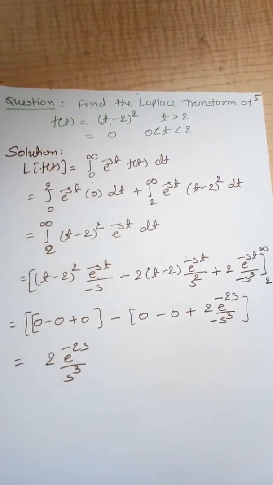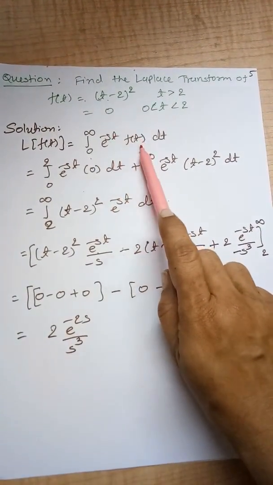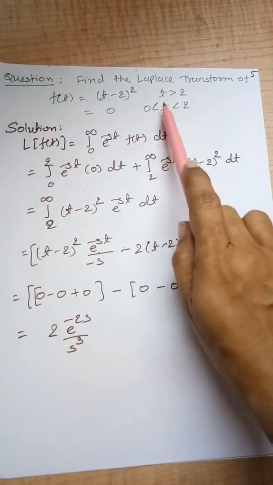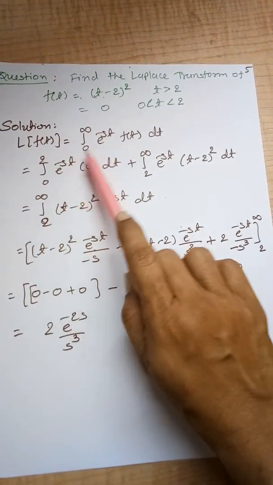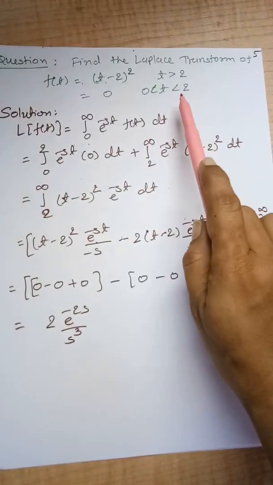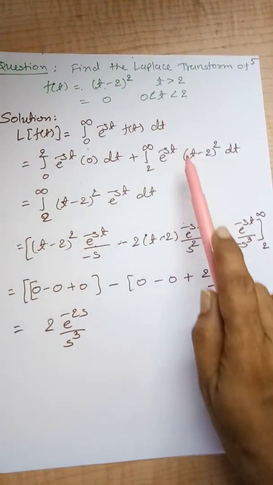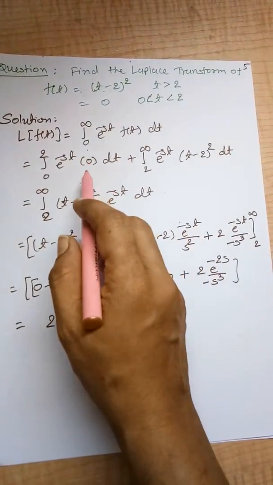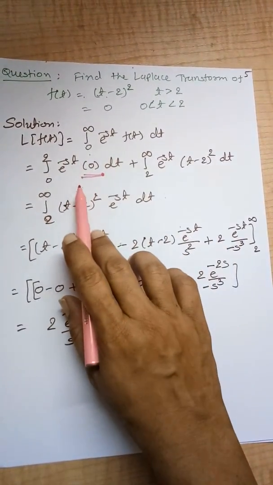Students, again we apply the same formula. Laplace of f of t is the integral from 0 to infinity of e raised to minus st f of t dt. Here our function is 0 when our limit is 0 to 2. So when our limit is 0 to 2, e raised to minus st, and the value of f of t is 0, plus, when our limit is 2 to infinity, e raised to minus st, and our function is t minus 2 whole square dt. So students, here our first term is 0, so we ignore it and just solve the second term.